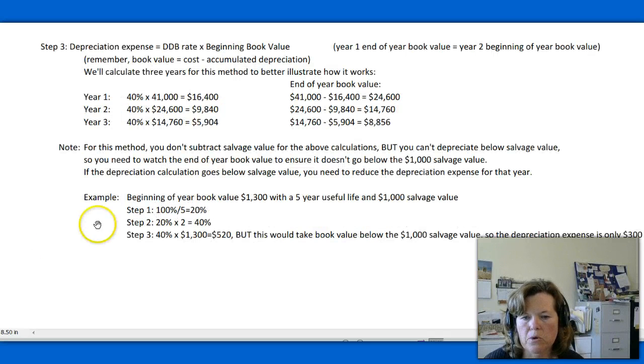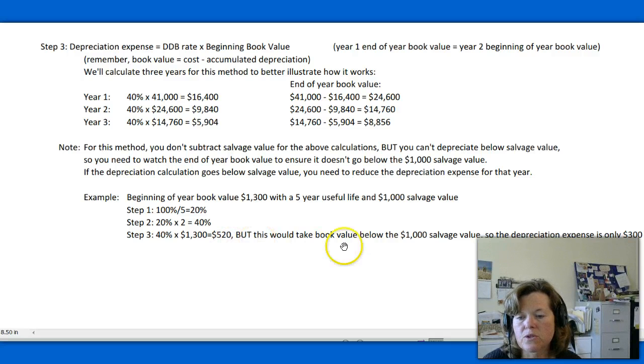And I've done an example down here. So this is an independent example. Beginning of year book value is 1,300 with a 5-year useful life and 1,000 salvage value. So step 1, our straight line rate's 20%. Step 2, our double declining rate is 40%. So step 3, we'd be taking 40% times the 1,300 book value equals 520.